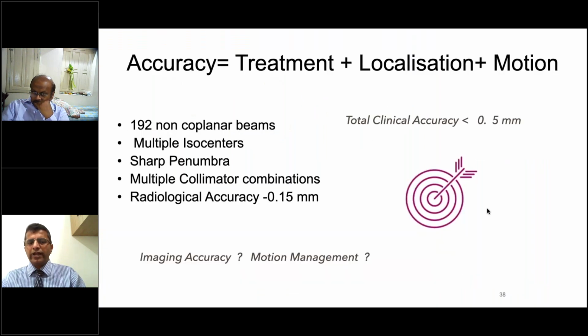So this is about the accuracy. Talking about the accuracy of radiosurgical treatment, it is not just the treatment accuracy, it is also the localization and the motion accuracy. There are 192 cobalt coplanar beams, multiple isocenters, sharp penumbra, and multiple collimator combinations possible, with a radiological accuracy of 0.515 mm. So the next question we have is, what is the imaging accuracy? What is the motion management accuracy?